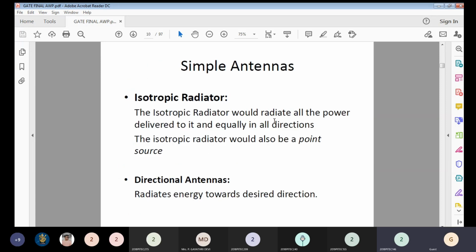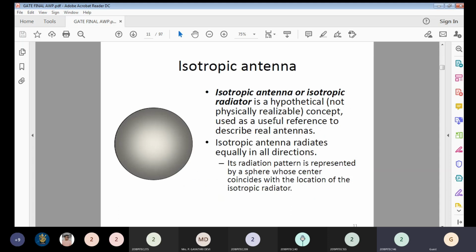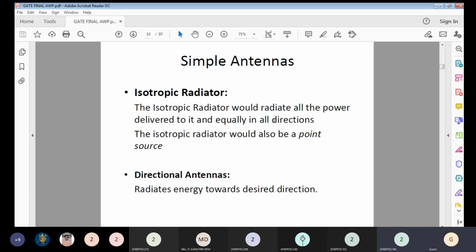Before we see the parameters, we will see the simple antennas which are used. The simple antennas include the isotropic radiator and the directional antenna. First we will see the isotropic radiator. It is a reference antenna. Keep in mind, the isotropic antenna is a reference antenna and is defined as a hypothetical lossless antenna having equal radiation in all directions.